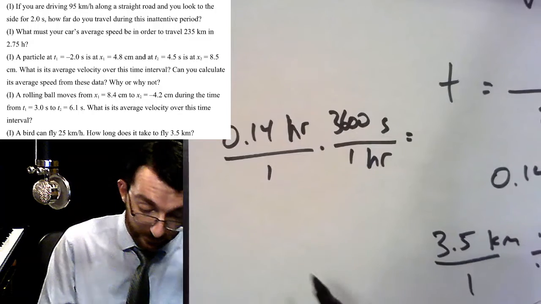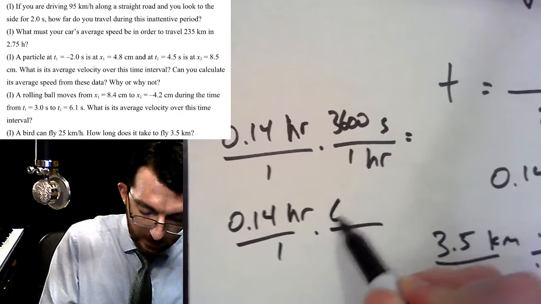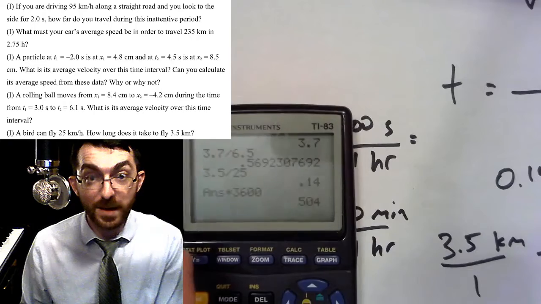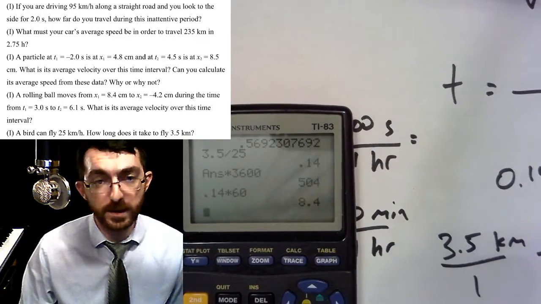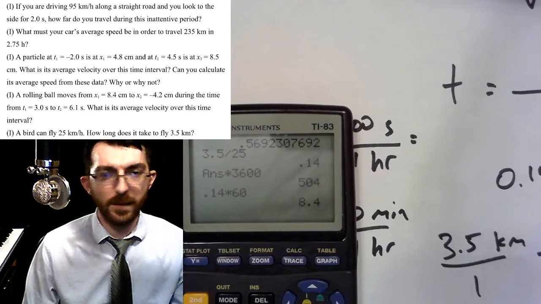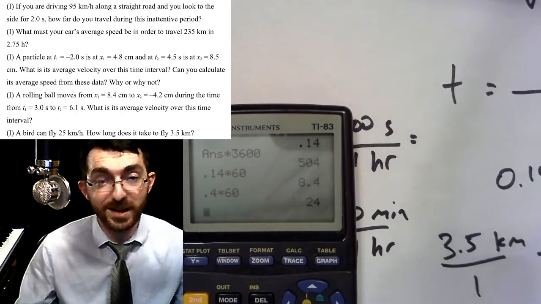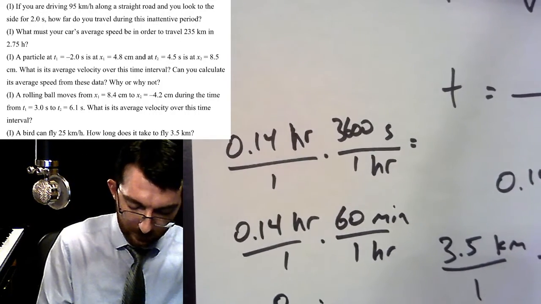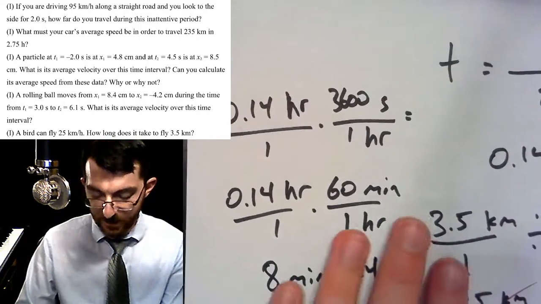I'm going to do that to minutes. 0.14 hours times 60 minutes over 1 hour. Let's do that one instead. 0.14 times 60, 8.4 minutes. That's better. 8.4 minutes. I'm a little curious. 0.4 minutes is 24 seconds. So it's 8 minutes and 24 seconds. All right, so 8 minutes, 24 seconds, but you know, you get the idea.